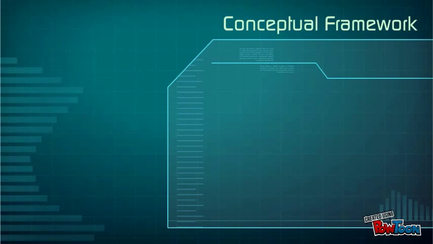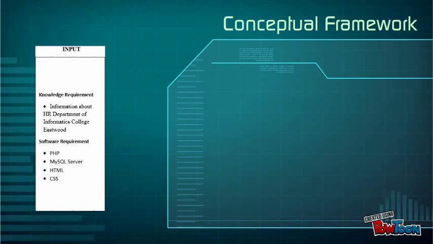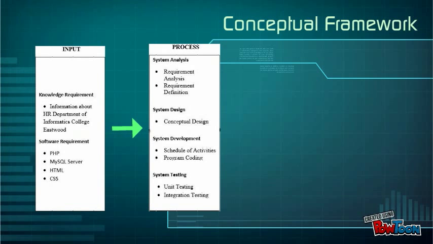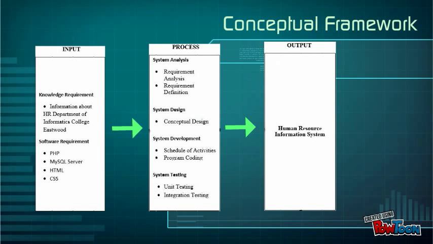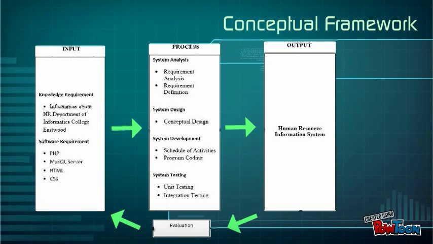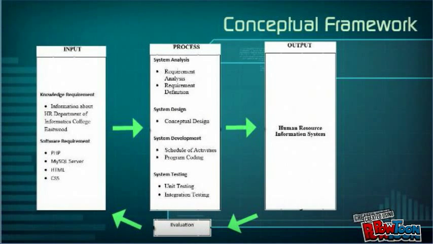To help eradicate these problems, the proponents of the project proposed a conceptual framework on how to create the system for them. Information about the HR department will serve as an input. Software requirements will be needed to create the system. PHP and MySQL Server will be used for back-end development while CSS and HTML will be used as front-end. Analysis about the requirements will be the next step followed by creating the conceptual design.